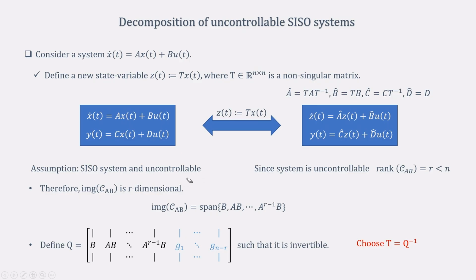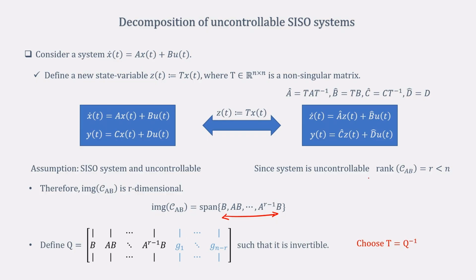If the system is uncontrollable, we know that the rank of the controllability matrix will be less than n. Let us say that the rank of the controllability matrix is r. If the rank is r, we know that the image of the controllability matrix, which is a subspace, must have r basis vectors, and we can choose those basis vectors as B, AB, up to A to the power of r minus 1 B. These will turn out to be linearly independent. This can be proven actually.